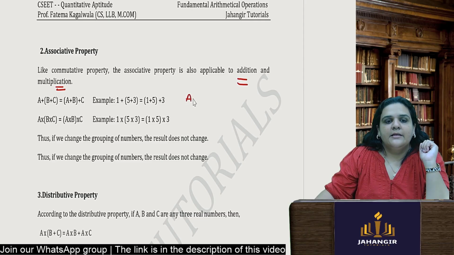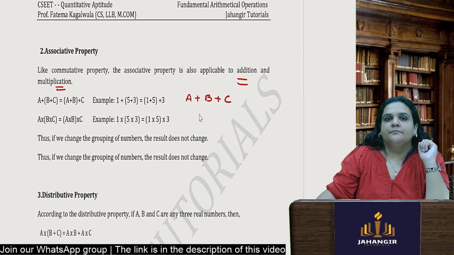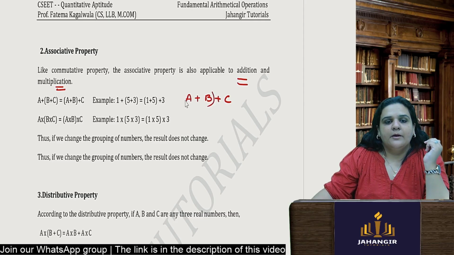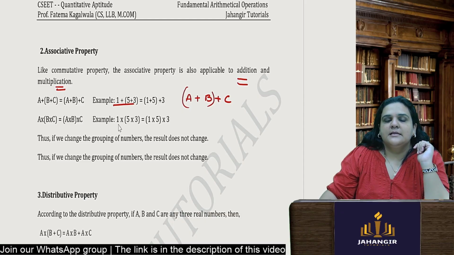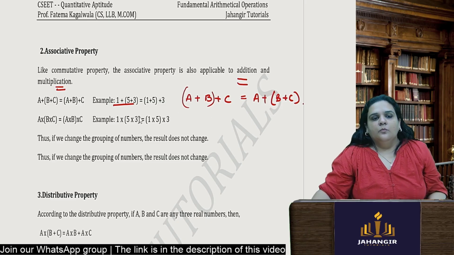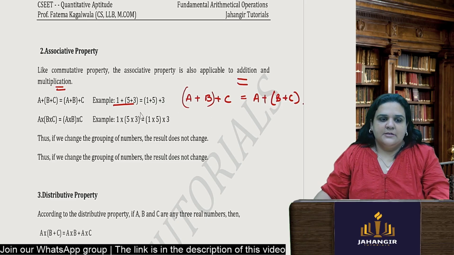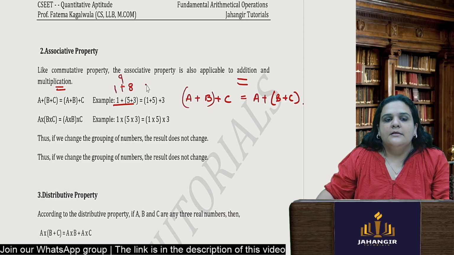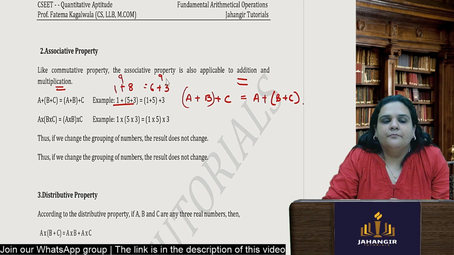So if I am telling you it is A plus B plus C, you can do it like this: A plus B plus C, where A and B you can put in the brackets. See, the first example is 1 plus 5 plus 3, which will be the same as A plus B plus C. 1 plus, then in the brackets they have put 5 plus 3. So you first add 5 plus 3, 8. 1 plus 8 will give you 9. Similarly, 5 plus 1 is 6. 6 plus 3 will give you 9. You first solve the brackets, no?